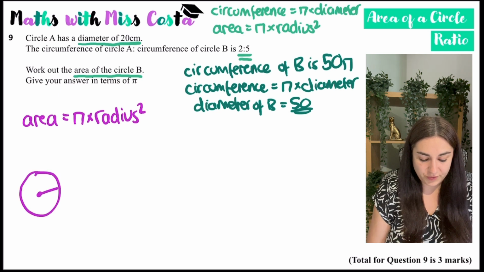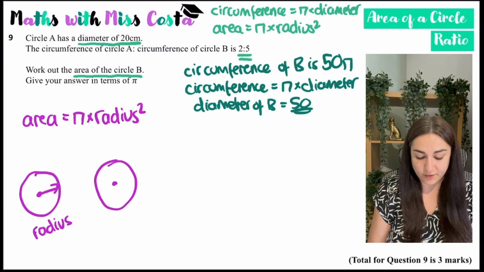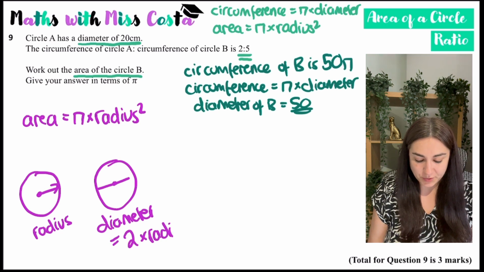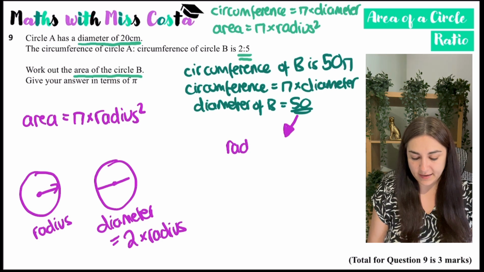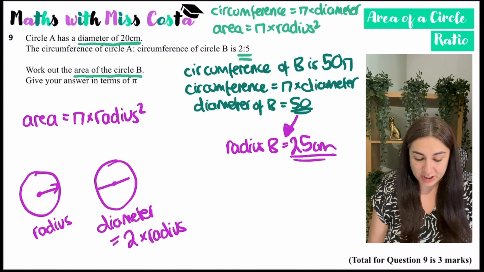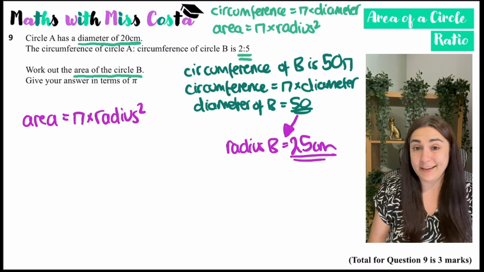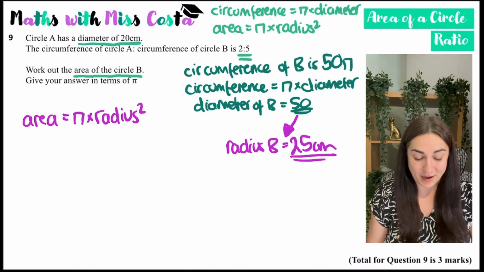Now, just as a quick recap, the radius is the line from the center of the circle to the outside, and the diameter is a line from one side of the circle to the other going through the center. So a diameter is 2 lots of the radius. So now that I know that the diameter is 50, I know that the radius of circle B is going to be 25 centimeters. So I can use that in my formula and find the area, and I leave my answer in terms of pi, so I don't need to worry about pi.